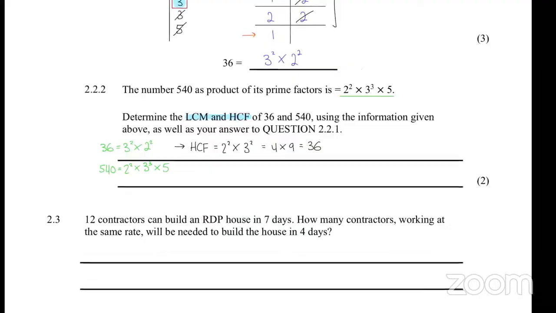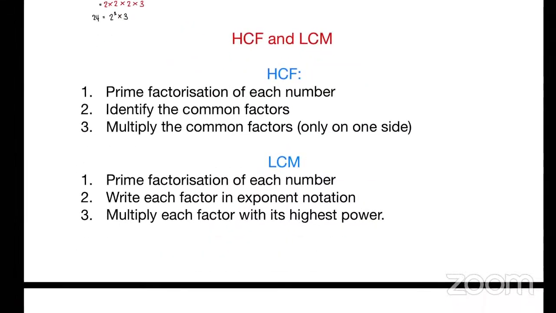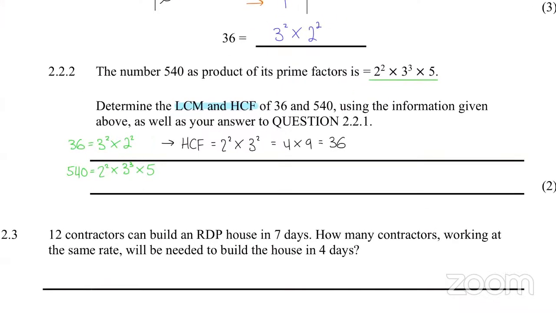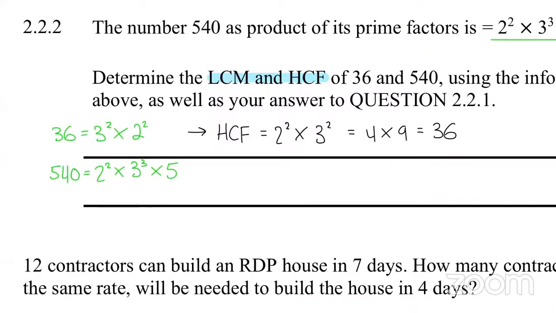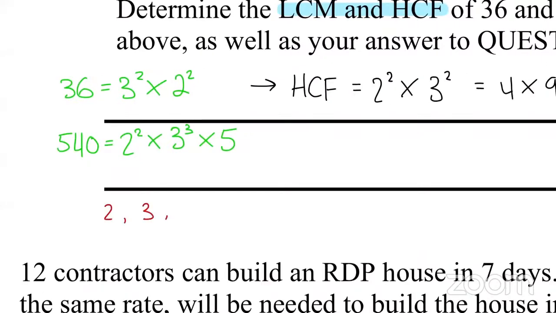Now let us revise LCM one more time. LCM says: prime factorization of each number, write each factor in exponent notation and multiply each factor with its highest power. So we already have it in exponent notation. We just need to multiply with the highest power now. Remember, we are considering all the different factors in both sets of prime factors. My different factors: I have a 2, I have a 3, and I have a 5. So I have to look for the highest powers of each of these.